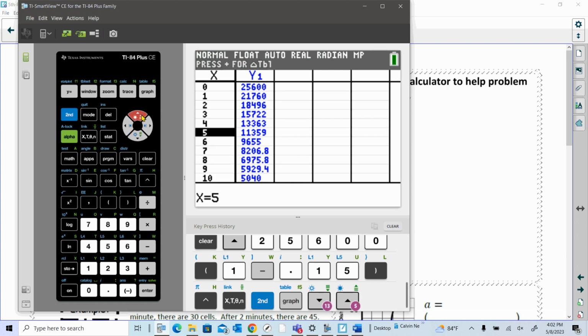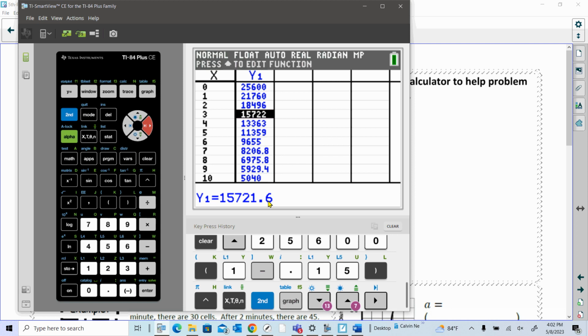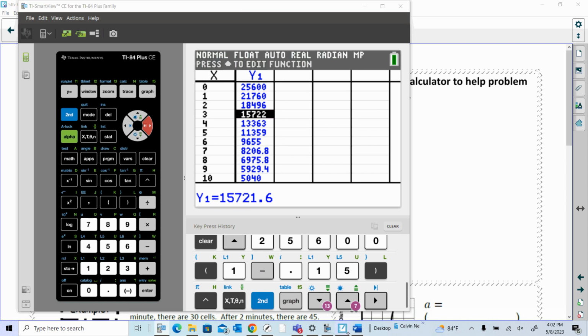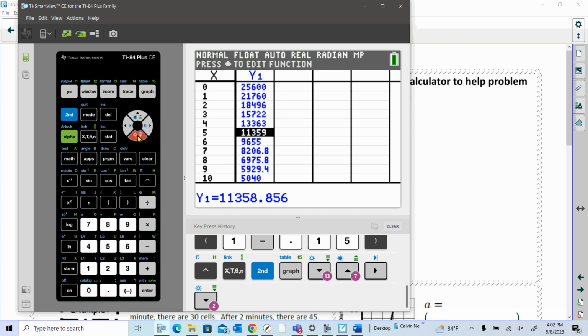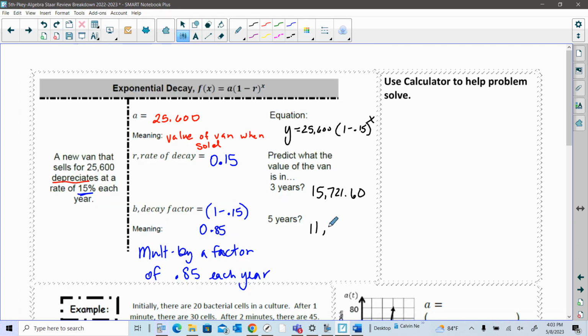I'm just gonna double check something real quick. Yeah, so that does give us the decimal. So you can highlight it here. So we get $15,721.60. Let's record that real quick. And then after 5 years, you can look back and come down 5 years. There is our value. So we're going to have 11,358.86.